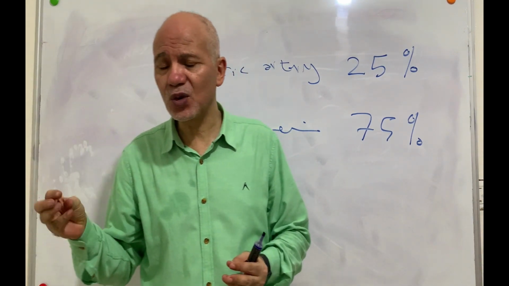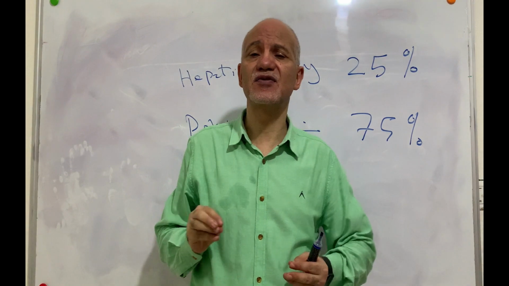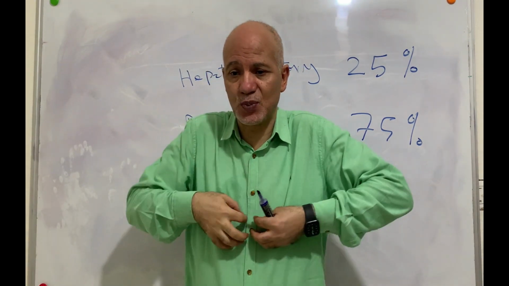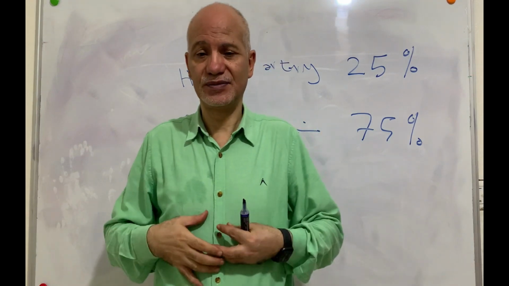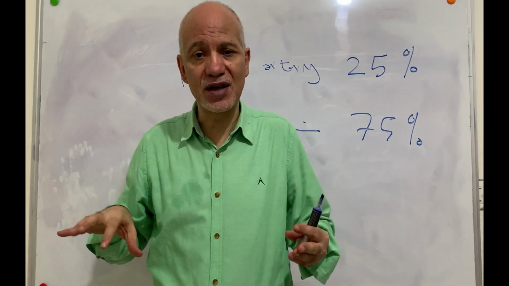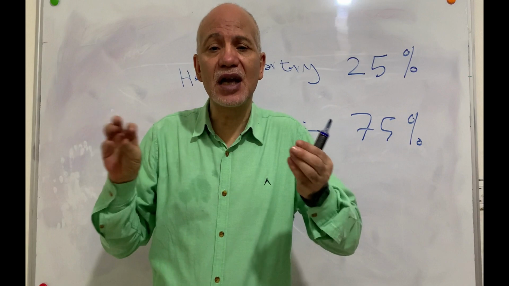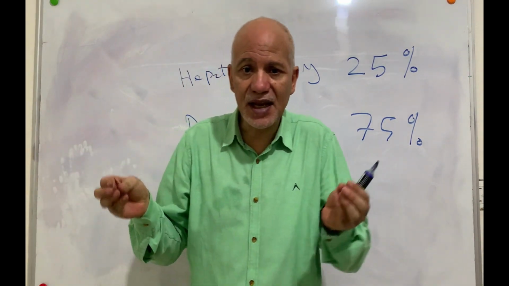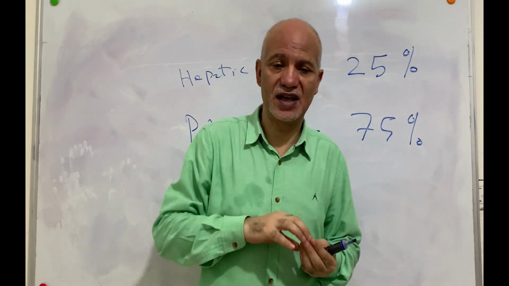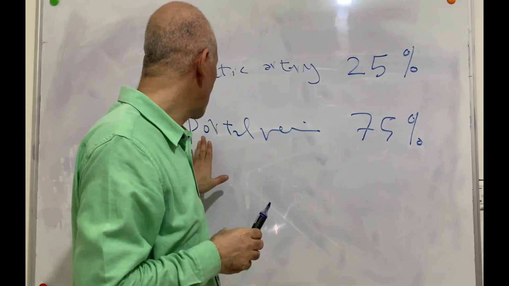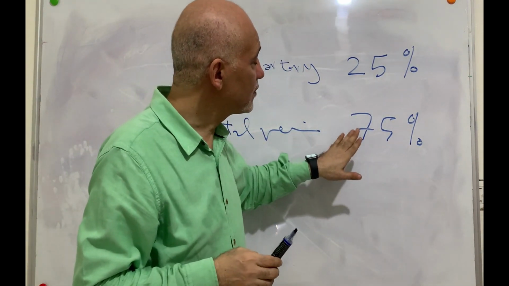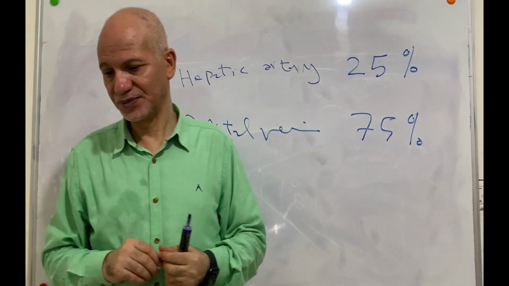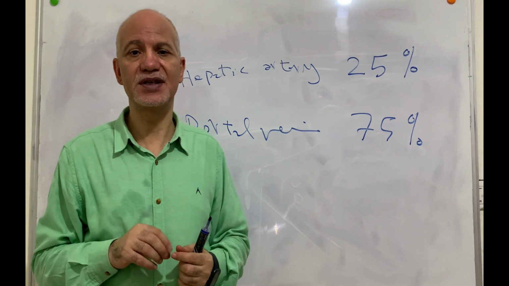The portal vein does not enter directly into the inferior vena cava and general circulation, but the blood from the portal vein is distributed to the liver and supplies the liver. Later, after supplying the liver, this blood is drained by the hepatic veins into the inferior vena cava. So the portal vein supplies 75% of the blood supply of the liver. This is the blood supply of the liver.